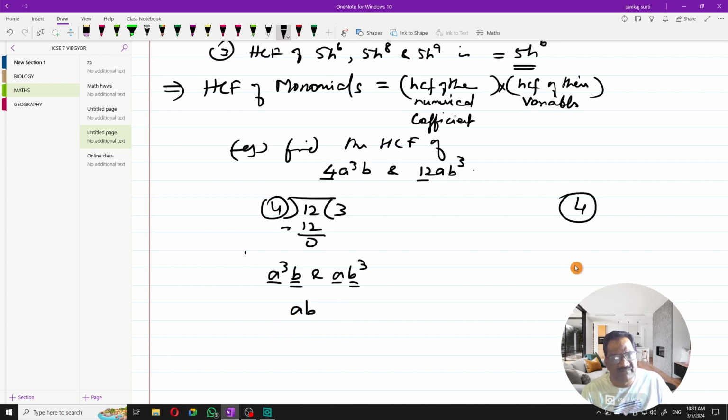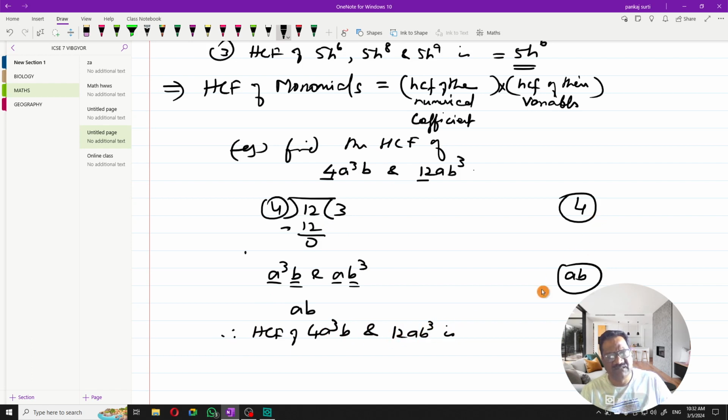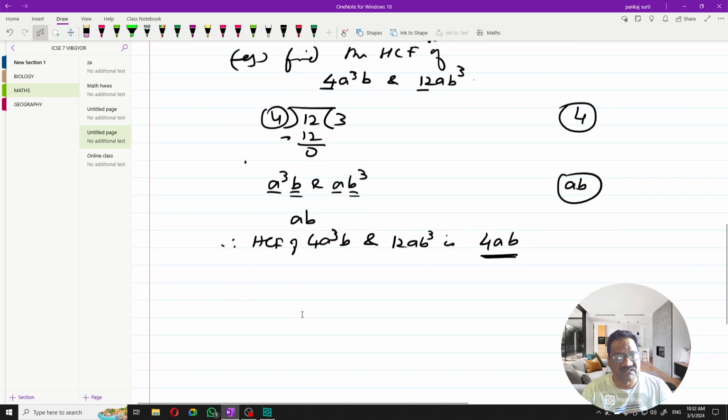So this AB I'm going to take here. Okay. Now by this, HCF of the monomials is the HCF of the numerical coefficient times HCF of the variables. So this answer will be HCF of 4, therefore HCF of 4a cube b and 12ab cube is 4 times AB. Is that clear? So I suppose this is enough to understand how to find out the HCF of certain monomials.